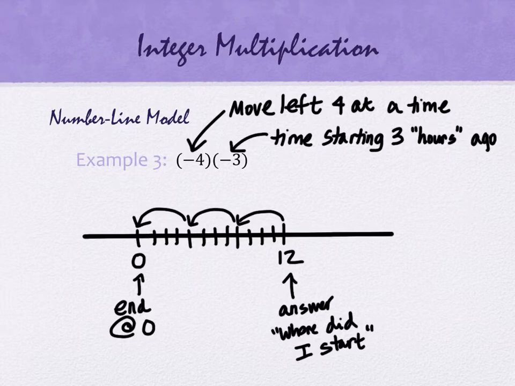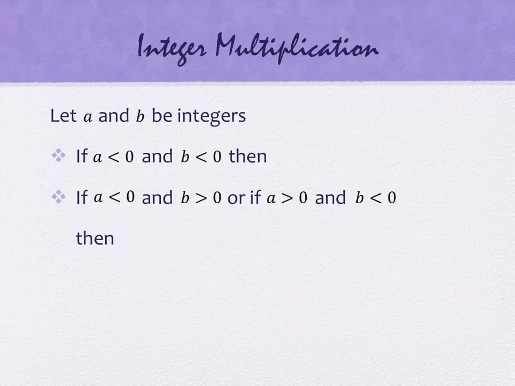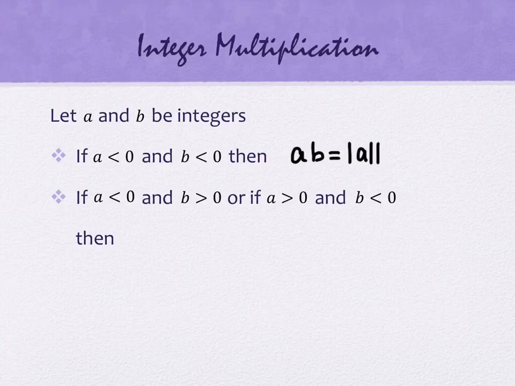Okay. Integer multiplication, a couple of little facts here at the bottom. And then I think we can stop for today and do group work after this page. So let's do one more slide and then we'll pause. A and B are integers. If A is negative, less than 0, and B is less than 0, then A times B is equal to the absolute value of A times the absolute value of B, if they're both negative.